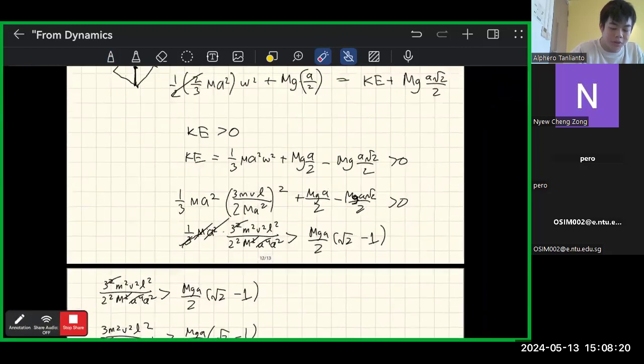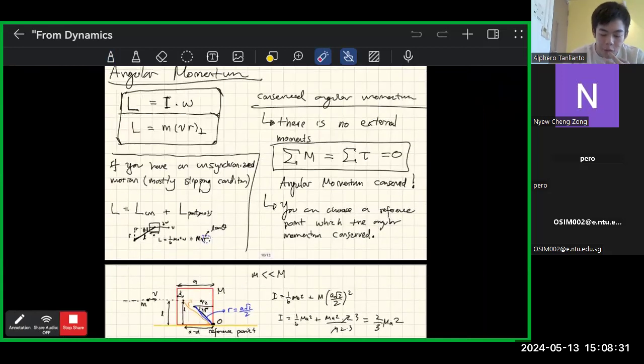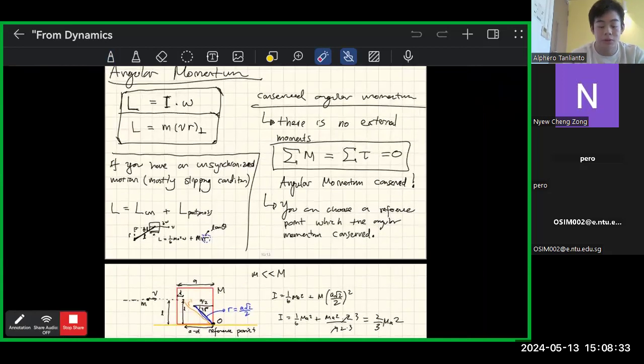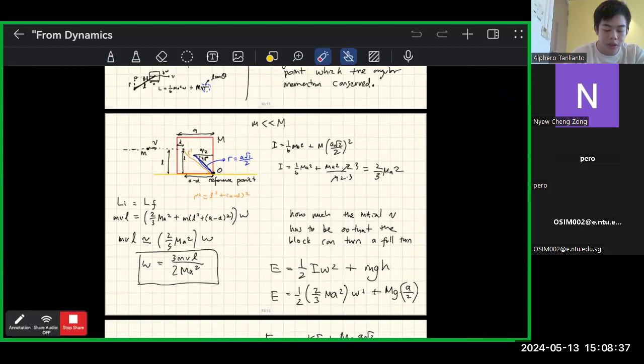So yeah, this is how you do that kind of question. You choose a reference point where the sum of the moments is 0. If the sum of the moments is 0, then the angular momentum is conserved. As the angular momentum is conserved, you first do the angular momentum conservation.